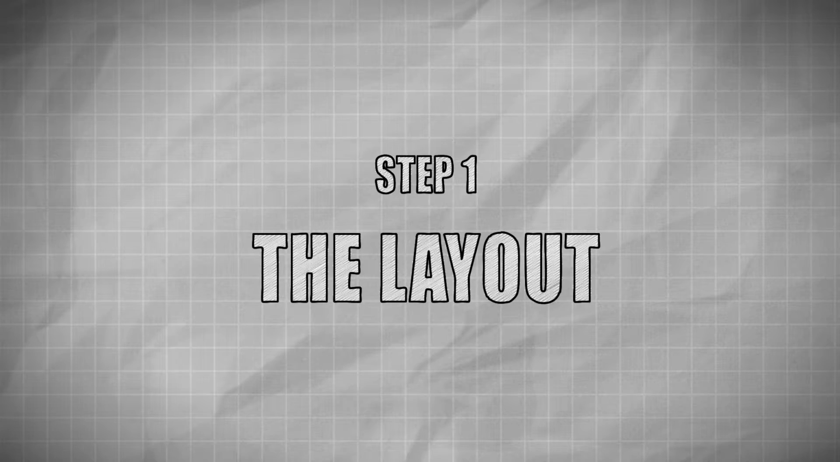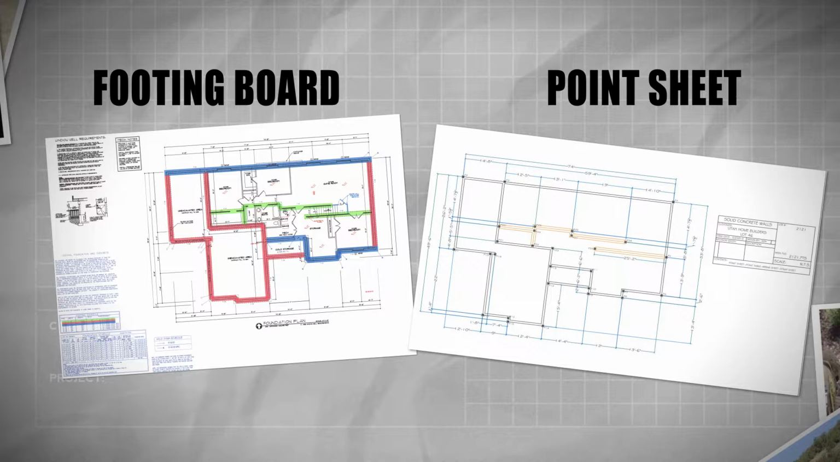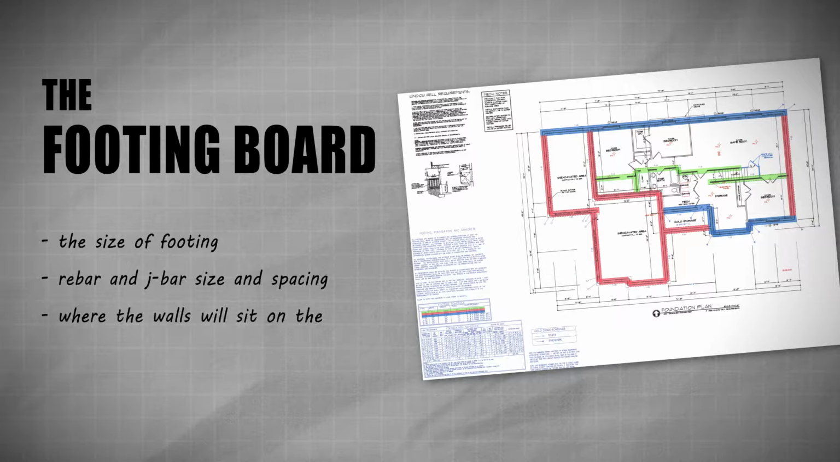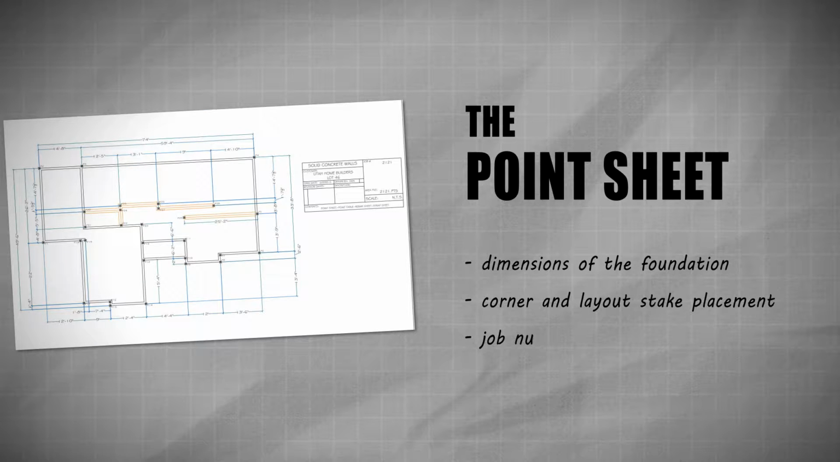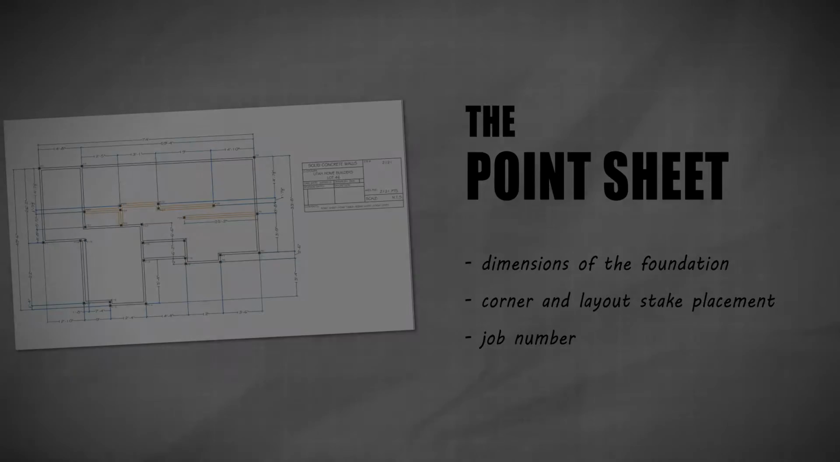Step 1. The layout. Your crew leader will be referencing two documents during the construction: the footing board and the point sheet. The footing board contains information on the size of the footing, rebar and J-bar size and spacing, where the walls will sit on the footing, and details about the job and contractor. The job number will be used for tracking all information on that job. The point sheet contains info on dimensions of the foundation, and the corner and layout stake placement.